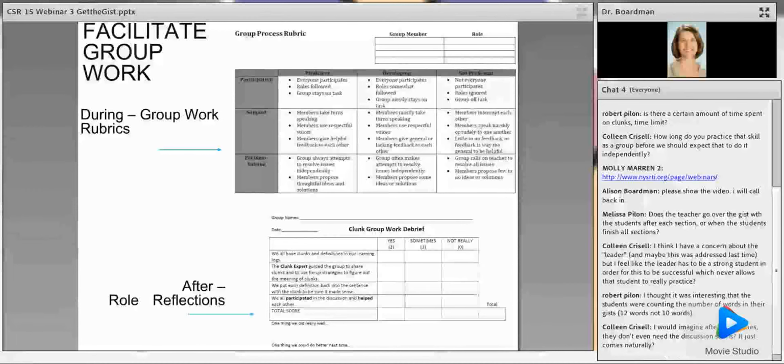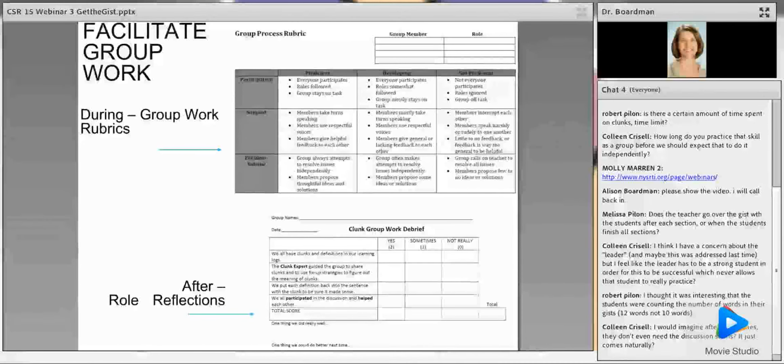So in terms of participation, proficient is everyone participates, roles are followed, and groups stay on task. And then there is what it would look like if they're developing and what it would look like if the kids are not proficient. And what many teachers like to do is they laminate these group work rubrics and they put it on students' tables.